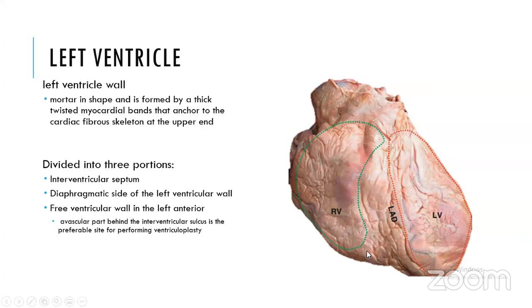The left ventricular wall is mortar-shaped and is formed by thick twisted myocardial bands that anchor to the cardiac fibrous skeleton at the upper end. It is divided into three portions: the interventricular septum, the diaphragmatic side of the left ventricular wall, and the free ventricular wall. The avascular part behind the interventricular sulcus is the preferable site to perform ventriculoplasty in cases of a dilated left ventricle.